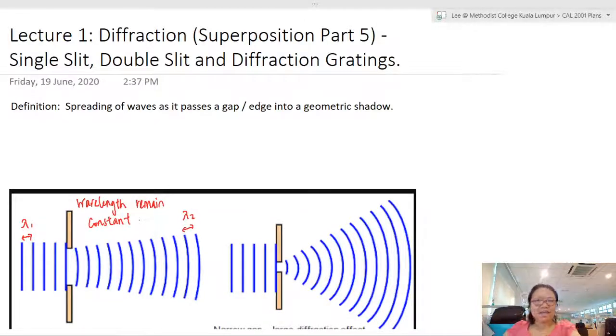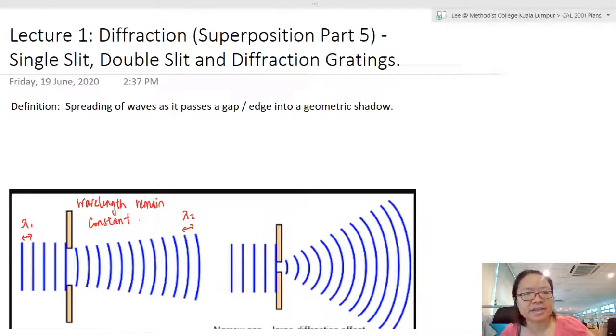Okay, hi. In today's video, we will talk about diffraction. I'm changing up the format a bit to see if I can save myself some time. So we'll see how it goes. This is the last part of superposition, and we will be specifically looking into the comparison between single slit, double slit, and diffraction gratings. So it's just like putting it all together.